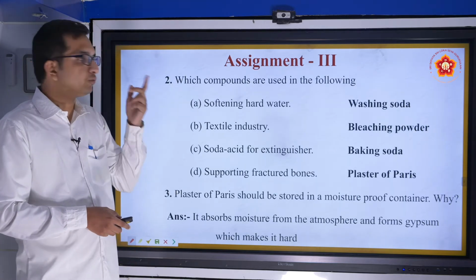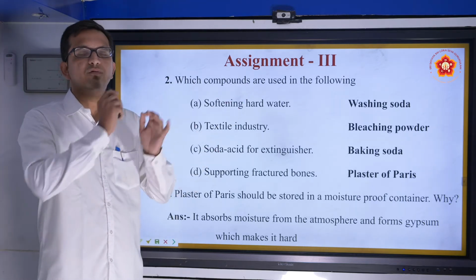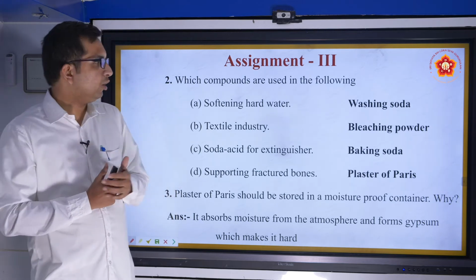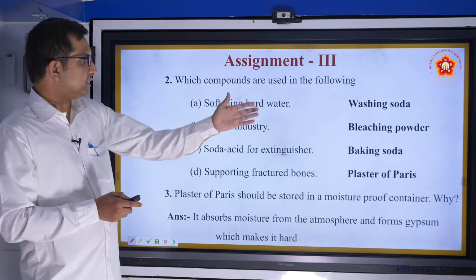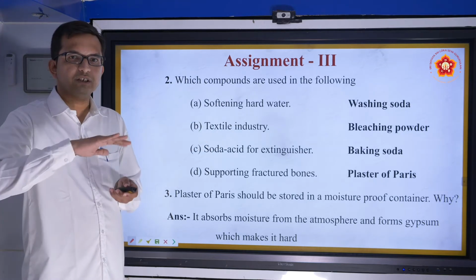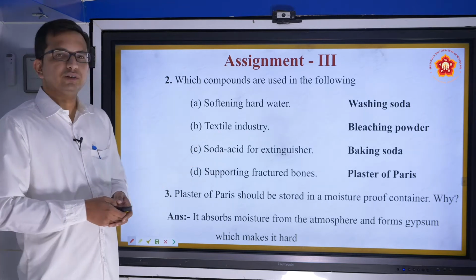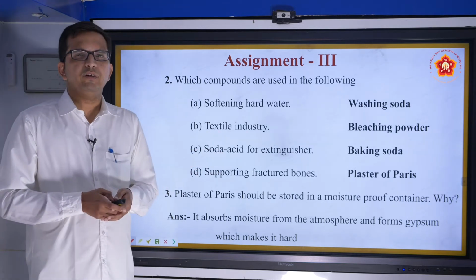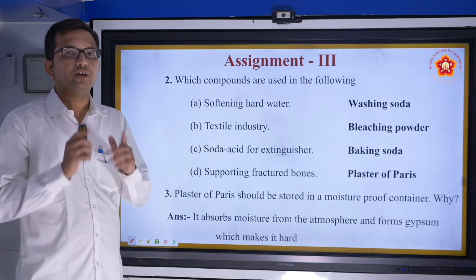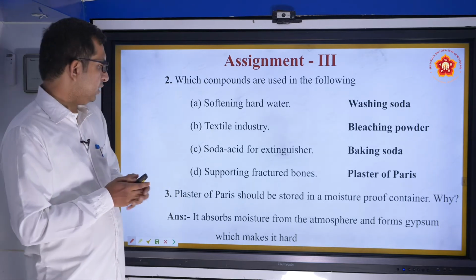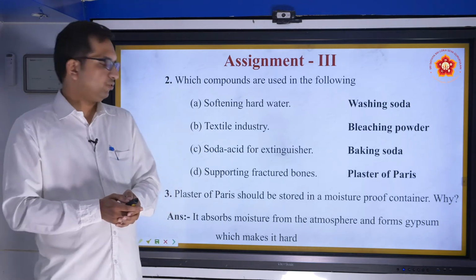Which compounds are used for the following? Softening hard water. All this was seen in the uses of these salts in the earlier part. Washing soda is used for softening hard water. In the textile industry, we use bleaching powder for bleaching cotton and linen. For soda acid fire extinguishers, we use baking soda, because carbon dioxide is given out from it, which is not a good supporter of combustion. And finally, for supporting fractured bones, we use plaster of Paris.